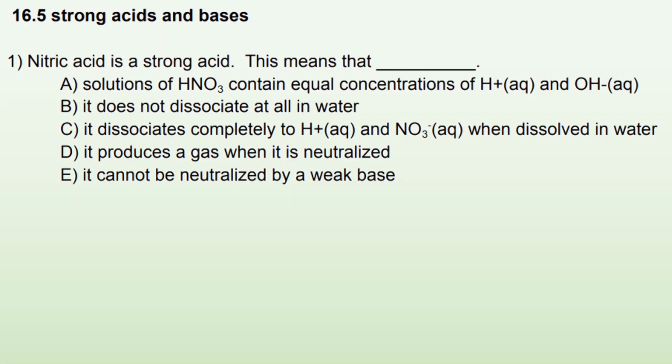This time we're going to take a look at 16.5 practice problems on strong acids and bases. So number one, nitric acid is a strong acid. That means that blank. Does it mean that solutions of HNO3 contain equal concentrations of H plus and OH minus? No. So what's it mean to be a strong acid? It means that it will completely ionize. So if we have HNO3 and we dissolve it in water, every single one of those molecules will break up into the ions. We'll have H plus and NO3 minus dissolved in water entirely. And that's what makes it a strong acid.